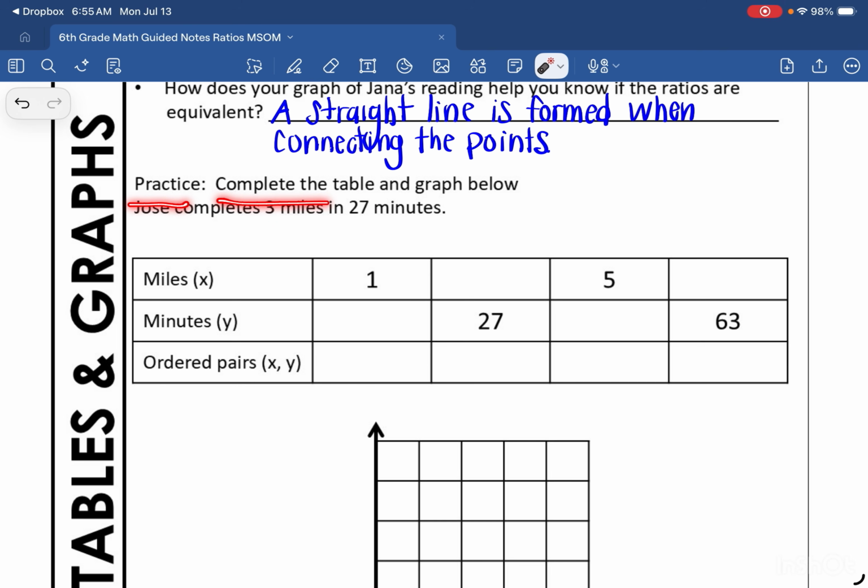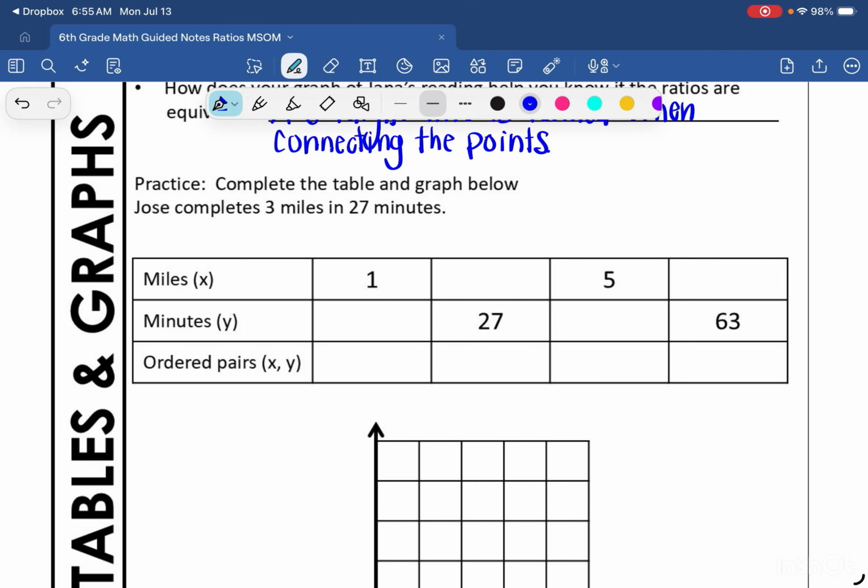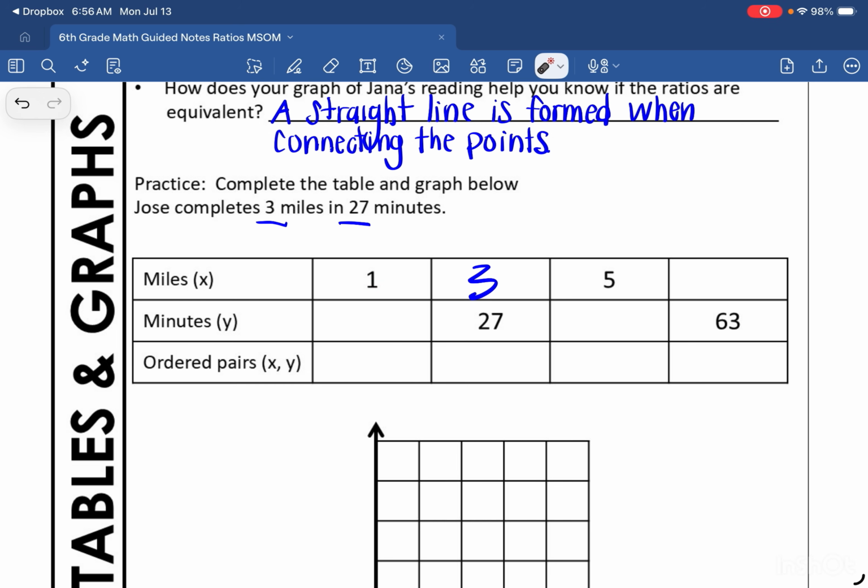Practice. Complete the table and graph below. Jose completes 3 miles in 27 minutes. So I'm going to fill that in right here because 27 is a number that it gives me. So 27 minutes is going to be 3 miles. So I also need to figure out 1 mile, 5 miles, and then minutes. I'm actually going to go backwards and figure out 1 first, because if I know 1, it's going to be easier to figure out 5 and then whatever this number is right there.